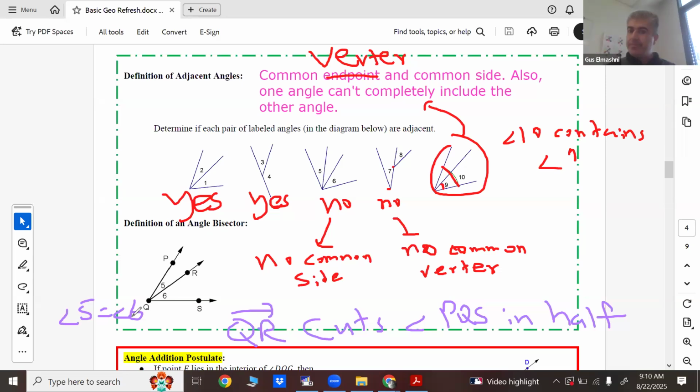Make sure this is all proper. Correct. Yeah, my handwriting sucks. I apologize. Angle 5, yes, it would. If QR were the bisector, it would. Okay.